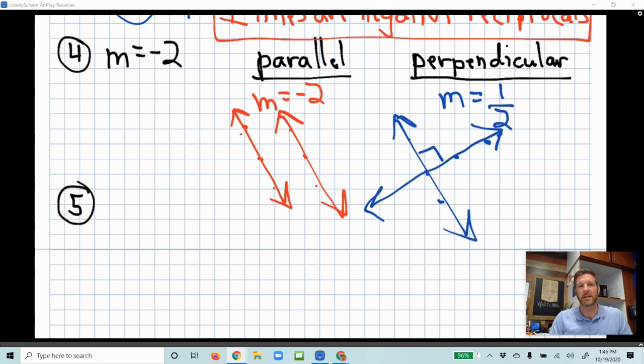So you should be able to do that with any example. If they give you a slope, you should be able to say, oh, the parallel slope is exactly the same. The perpendicular slope is the opposite sign flipped over.